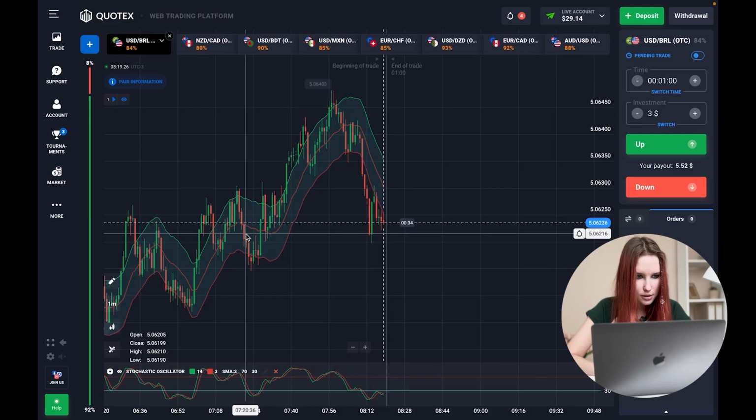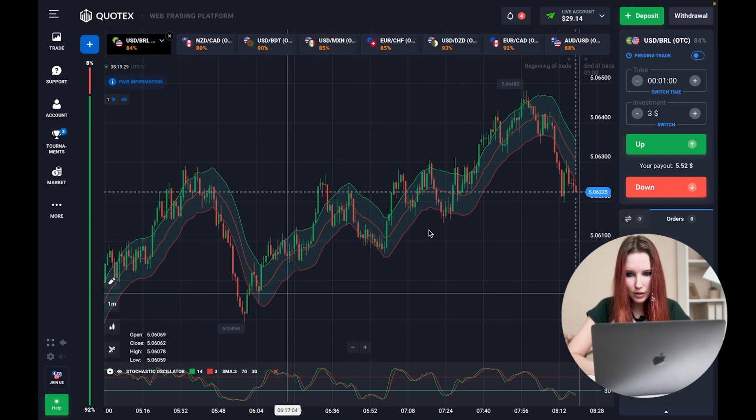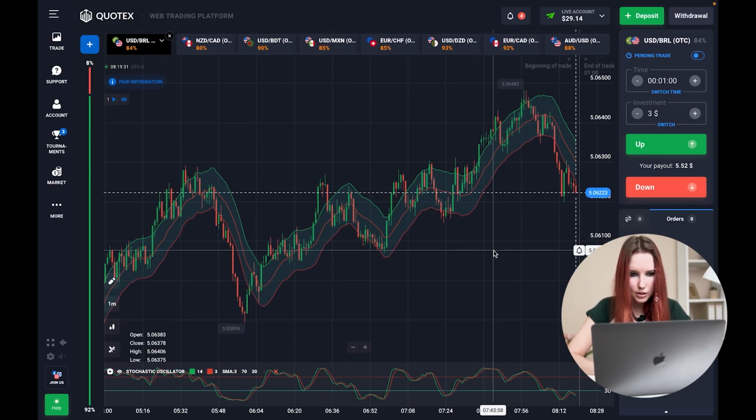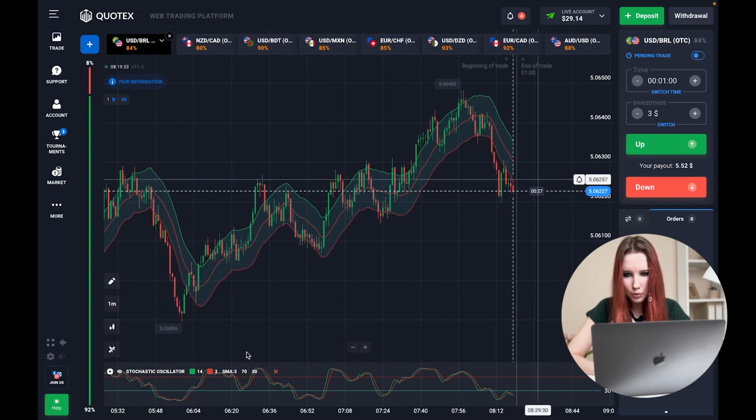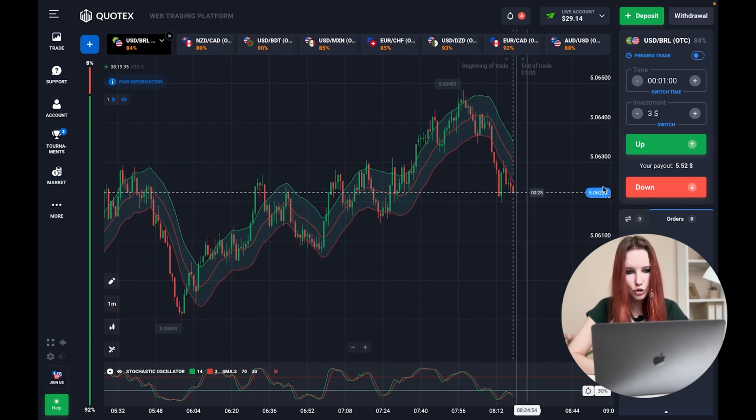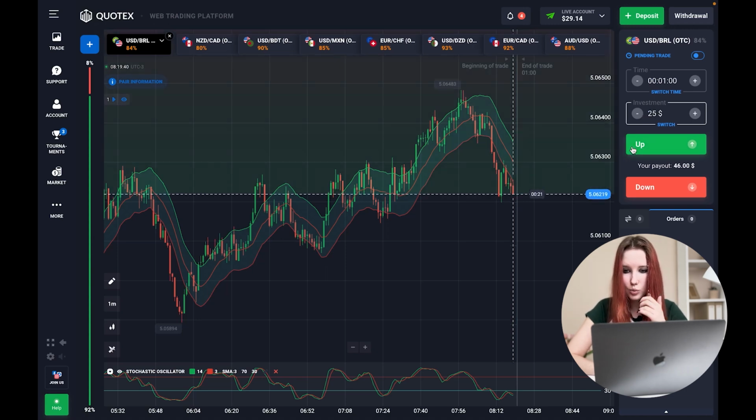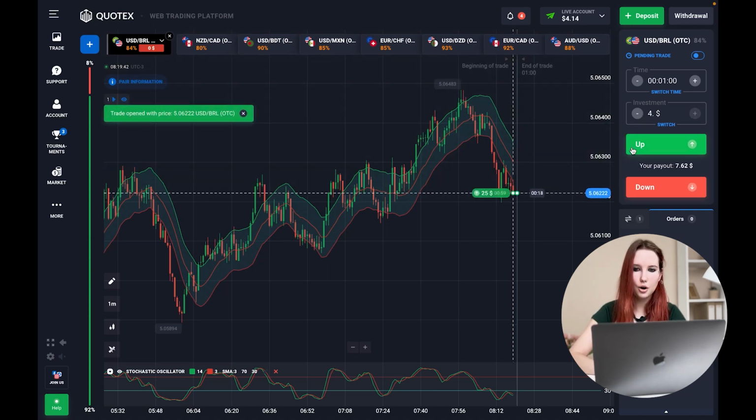Alright guys, I see a good situation in this currency pair. We can notice the price is moving in an ascending price channel. Stochastic is in the oversold level, and that's why I want to open a trade up. Let's go.